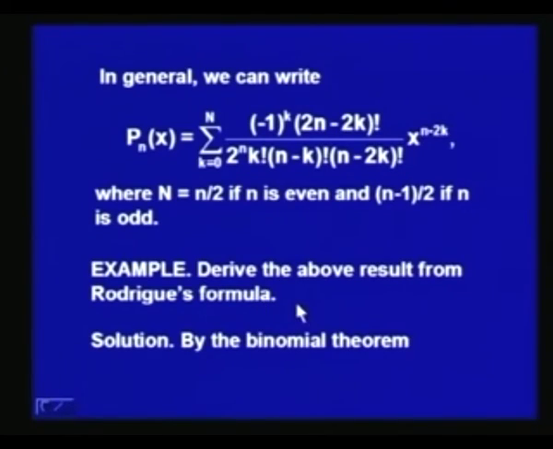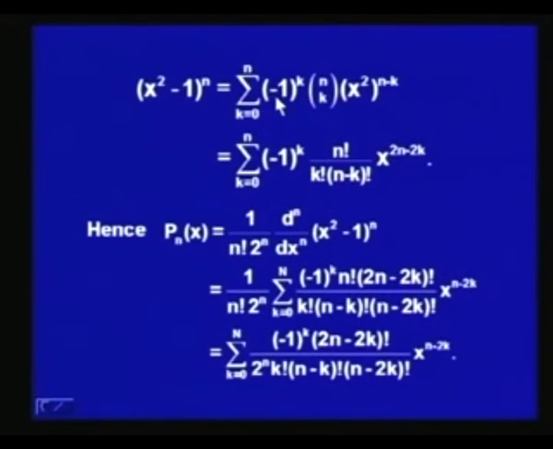By binomial theorem, we can write (x^2 - 1)^n as sigma k equal to 0 to n of (-1)^k nCk (x^2)^(n - k), which can be written as sigma k equal to 0 to n of (-1)^k n! over k! (n - k)! x^(2n - 2k). Now, put this value of (x^2 - 1)^n in the Rodrigues formula: P_n(x) equal to 1 over n! 2^n d^n/dx^n of (x^2 - 1)^n.